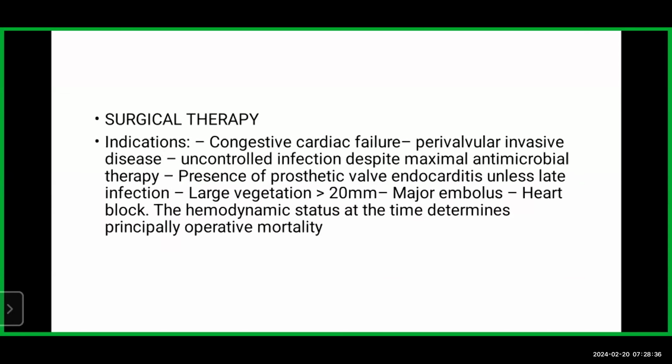So indications for surgery include: the patient has congestive cardiac failure, the patient has perivalvular invasive disease, the person has uncontrolled infection. Despite maximum antibiotic therapy, infection is still uncontrolled. It will tell you that there may be an abscess somewhere that you may need to surgically remove. If the person has prosthetic valve endocarditis, okay, or if the person has conduction deficiency like heart block, okay, that is also an indication.